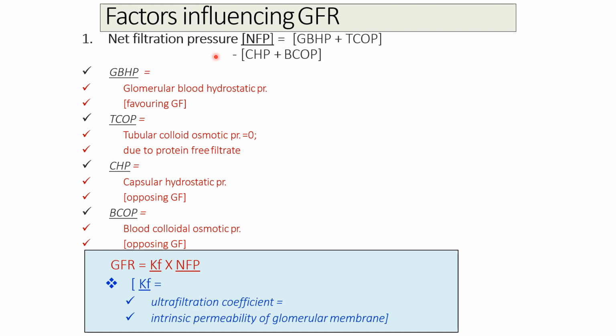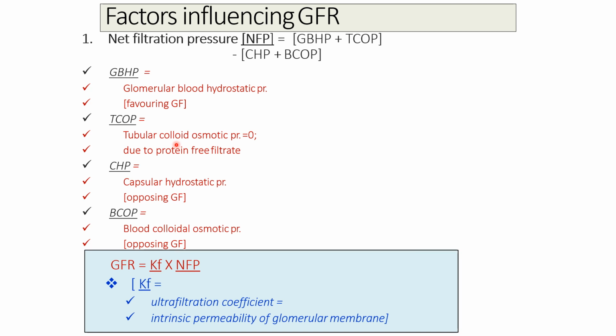So how is the net filtration pressure produced? I told you the filtrate is produced only because of the pressure differences. So these four pressures you should keep in mind. To know the net filtration pressure, the first one is glomerular capillary or blood hydrostatic pressure, which favors the formation of filtrate. That is, from the capillary towards the tubule or towards the capsule, the movement will be present. And this is tubular colloid osmotic pressure, which is 0.